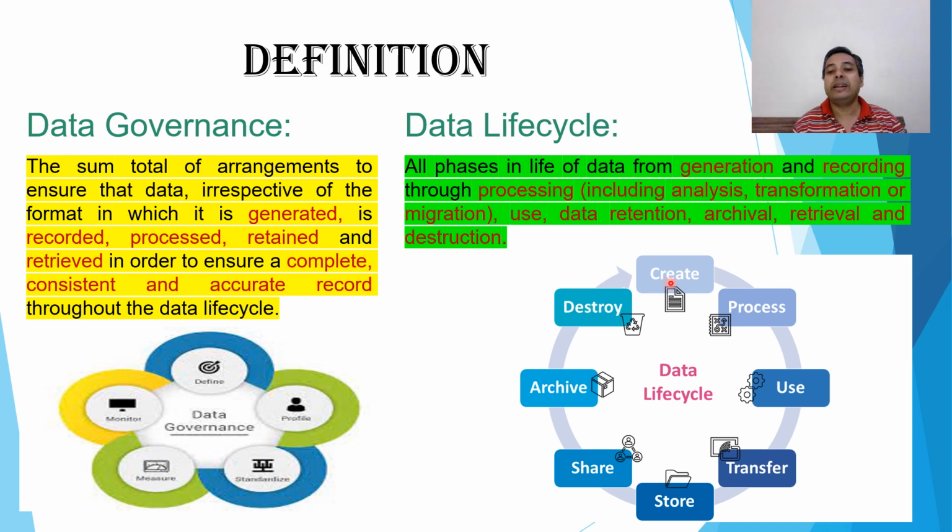How you create the data, how it is processed, how it is used, how the data is transferred from one location to another, where it is stored, how the data can be shared, how the data can be archived, and after the life cycle of the data or product, whether the data can be destroyed or not. We need to mention the procedure of destruction in the life cycle of data management SOP. So this is about the life cycle of data and governance of data. I hope you can understand these two terminologies, data governance and data life cycle.